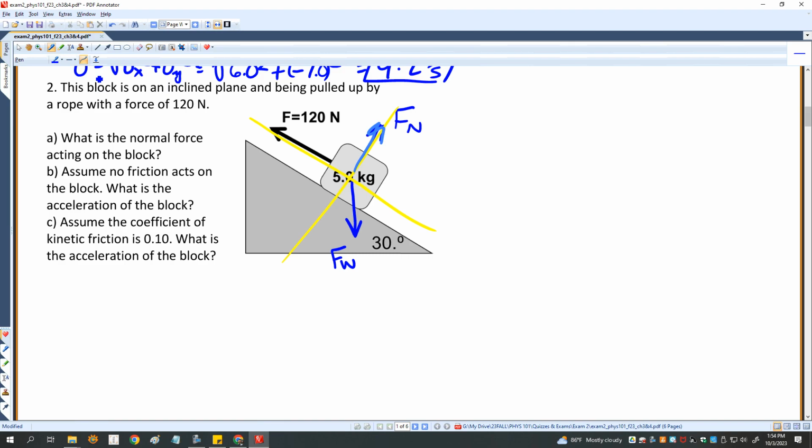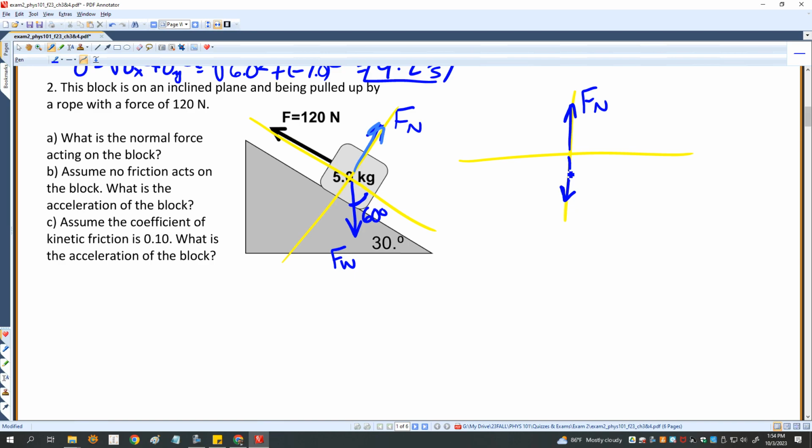Now I can redraw this coordinate system, but I need to know this angle right here. That angle is 90 minus 30, or 60 degrees. Let's redraw that coordinate system, and I'm going to resolve my x and y components. This is step number 2, or step number 3 really.